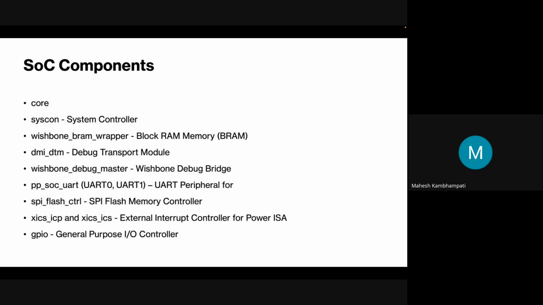So we can look at the other components of a SoC. There is the system controller, a block RAM, and a debug transport module, which acts as a bridge between DMI and external interfaces like JTAG. Wishbone is a bridge which converts the DMI to Wishbone. And UART is a peripheral used for serial communication. You can connect it to any peripheral on an FPGA or any other peripheral, and we can also use it to communicate with the serial console. Then there is a flash memory and there is an interrupt controller.